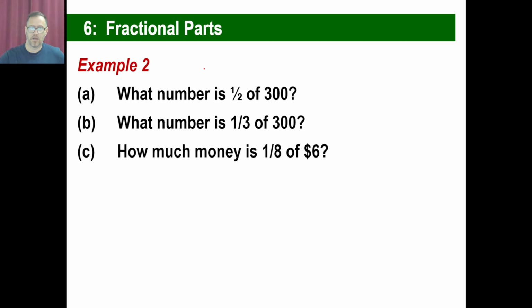Okay, let's answer this. What number is 1/2 of 300? Well, there's a bunch of ways you can do this. If you can visualize 300, you can go, okay, right down the middle is half of 300. You can say, well, it's got to be equal on both sides. All you need to do is just divide it by 2, right, to get 1/2 of that. So a half of 300 is 150.